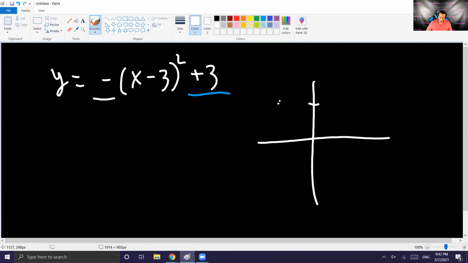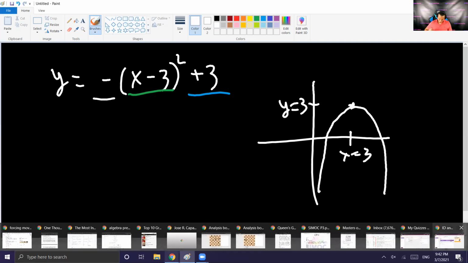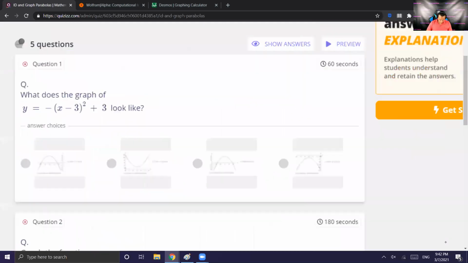This is y equals 3, up 3, the height is 3. Now the inside, in green, says go to the right 3 units. So it'll be x equals 3, and wherever they meet, that's the vertex. And then it's a sad face, so you just draw something like this. And now let's look at the quiz. You know it's going to be in the first quadrant with a sad face. What are the answers? Well, let's see.